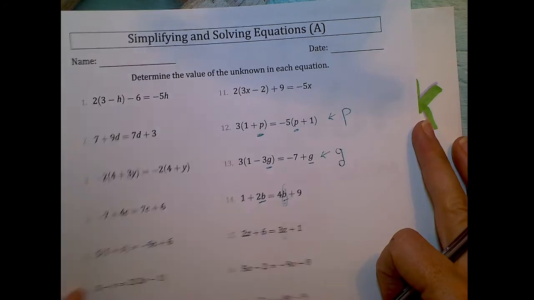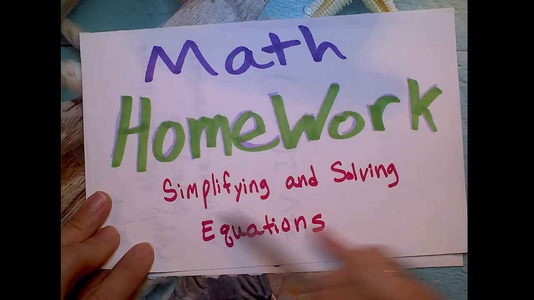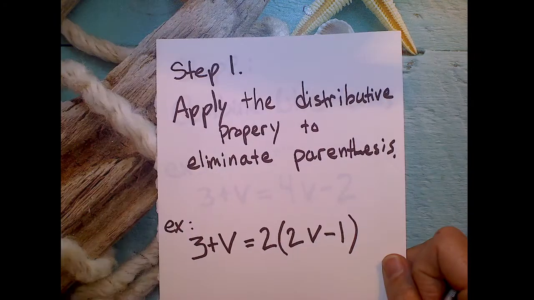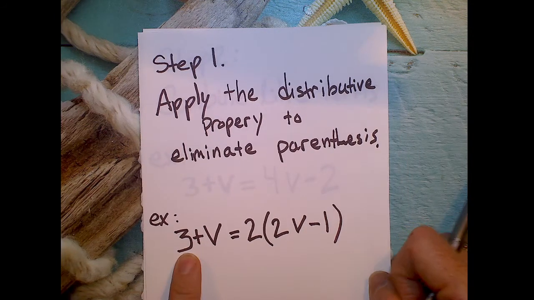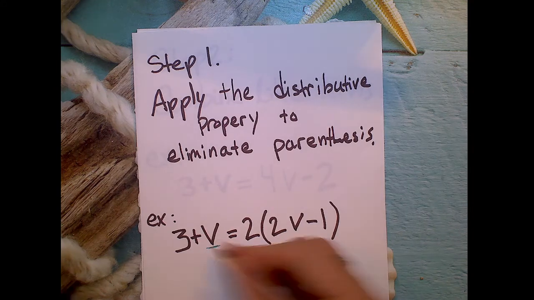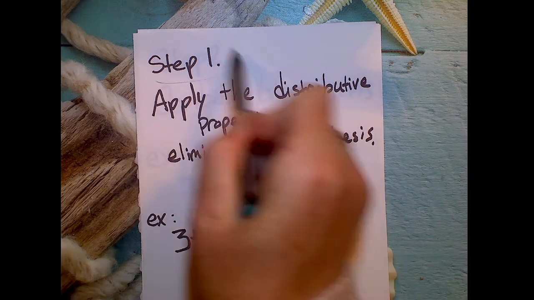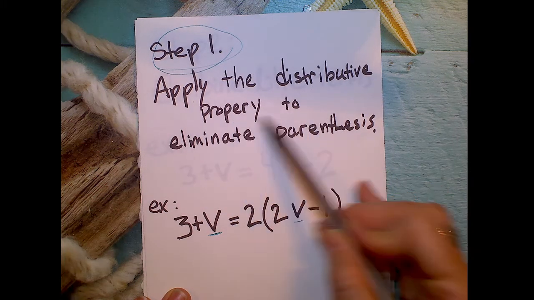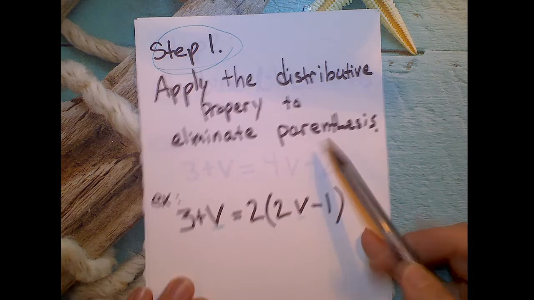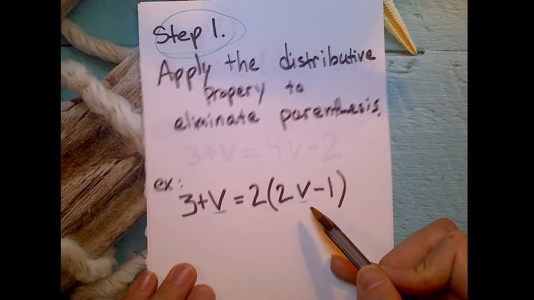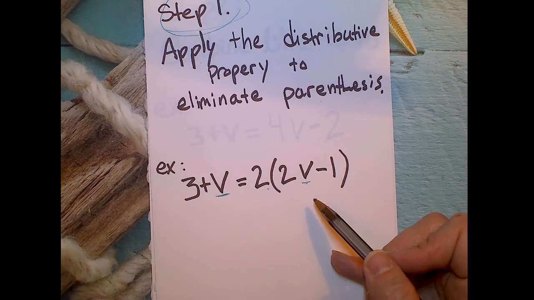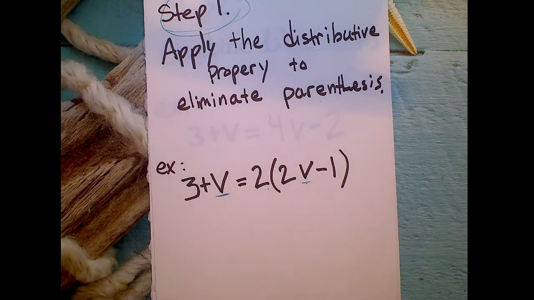Let me teach you how to do that. This is called simplifying and solving equations. Okay, when you have an algebraic expression with some unknown, like v, step 1 is, if you need to, apply the distributive property to eliminate parentheses. So we need to get rid of these parentheses. In most cases, we need to get rid of the parentheses first. So I just call that step 1. Sometimes there's reasons why that wouldn't be step 1, but usually it is.